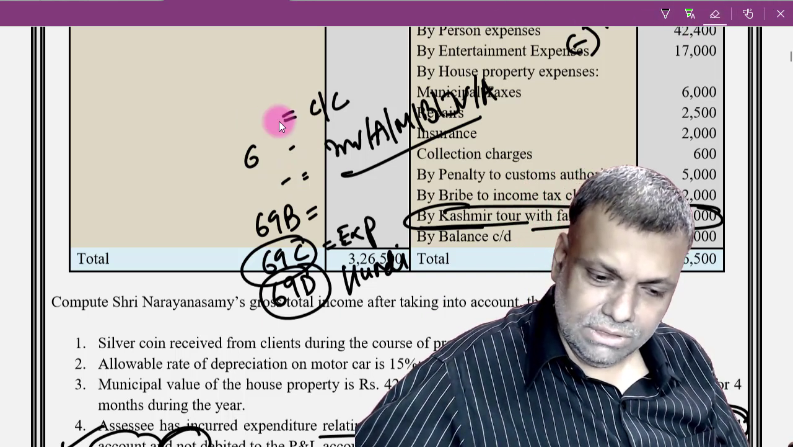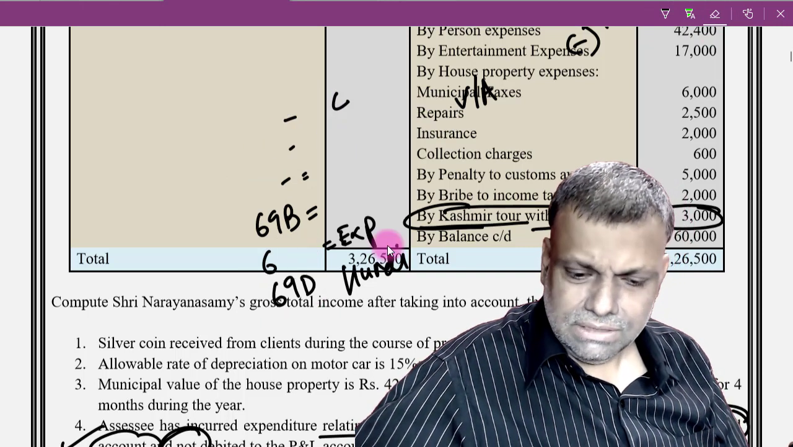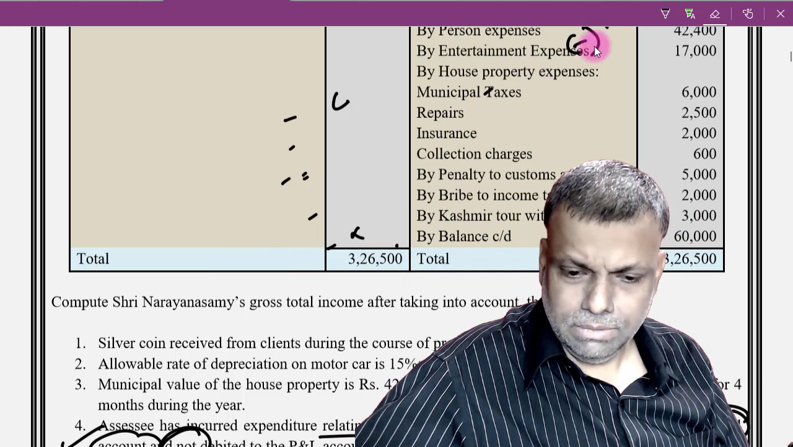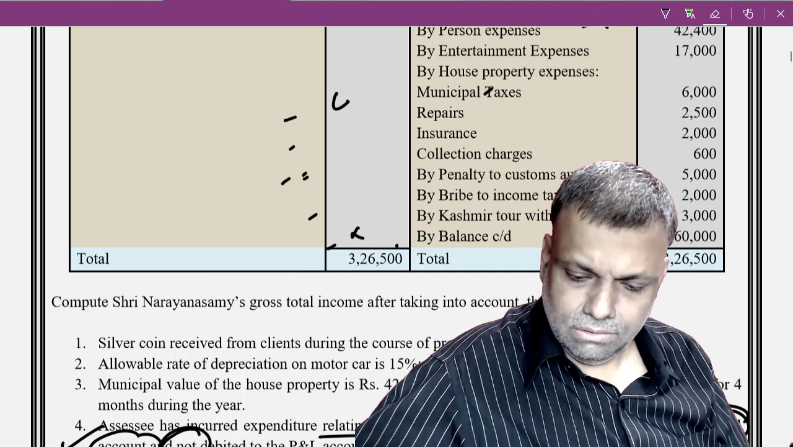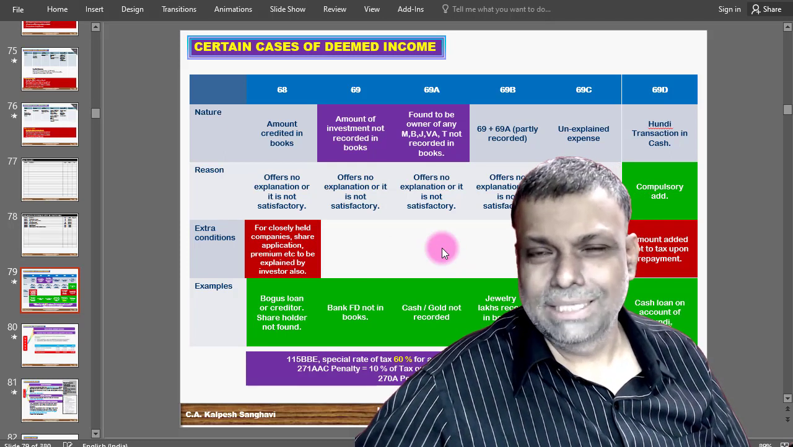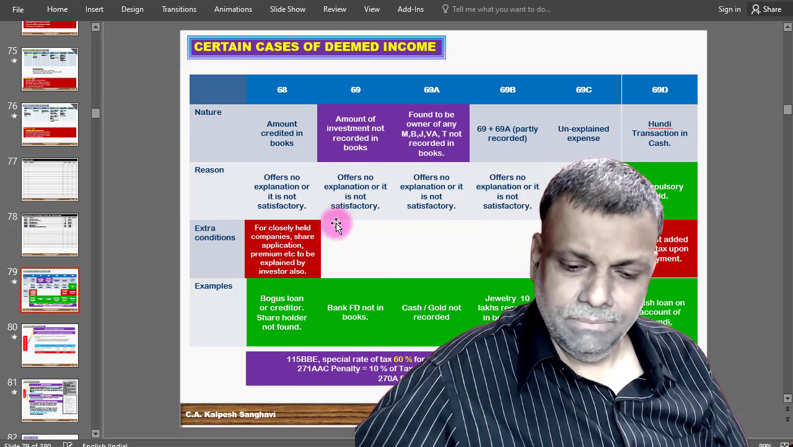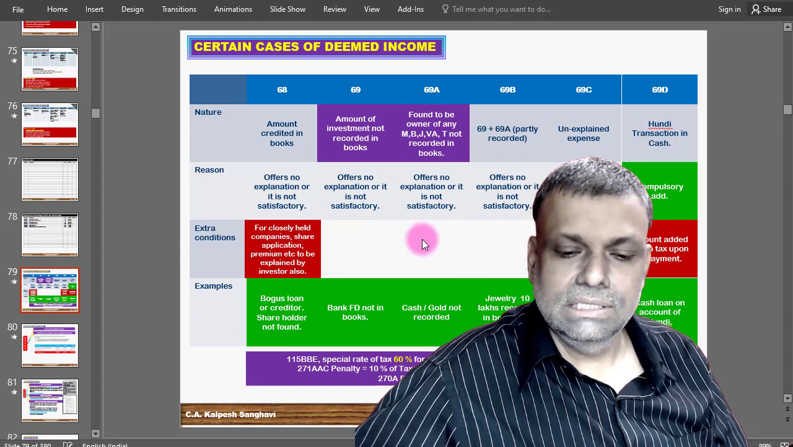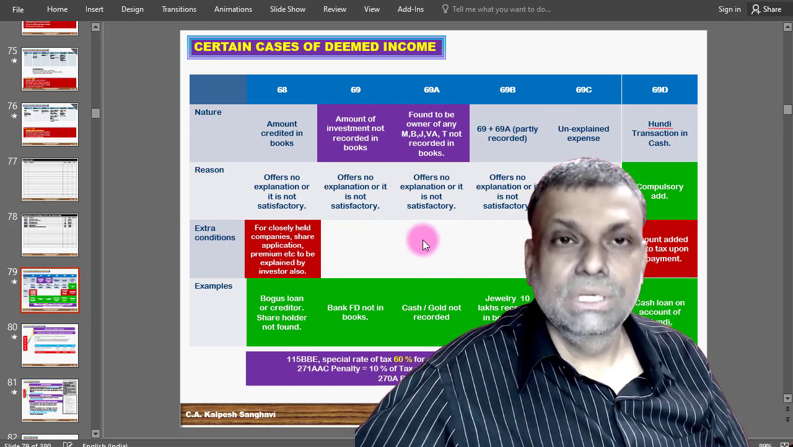Now all these provisions, friends, first of all, I told you that I've already given you the simplified version of the material. On this particular page, I have given you the simplified version, with some extra conditions wherever needed. I will explain that afterwards. So this is one page where the entire summary of 68, 69, 69A, etc. has been given to you.